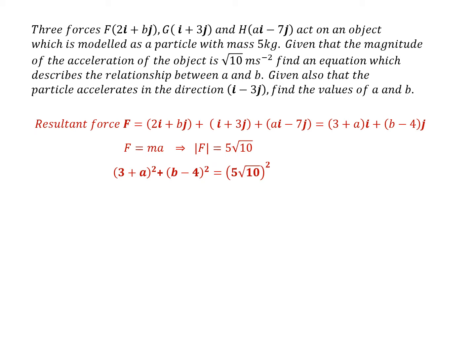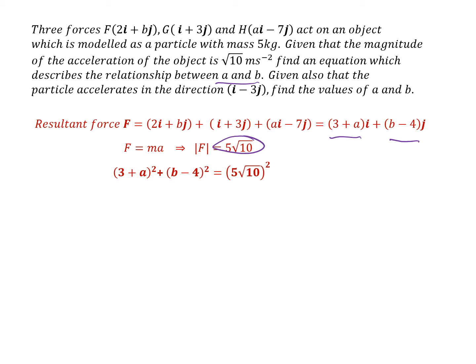So we get 3 plus a all squared, which is the i component of the resultant force, squared, plus the j component of the force squared equals the magnitude of the force all squared. So that's actually the equation which describes the relationship between a and b. And so that's the answer to that part of the question.